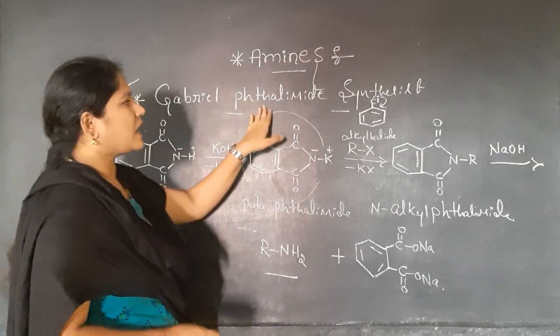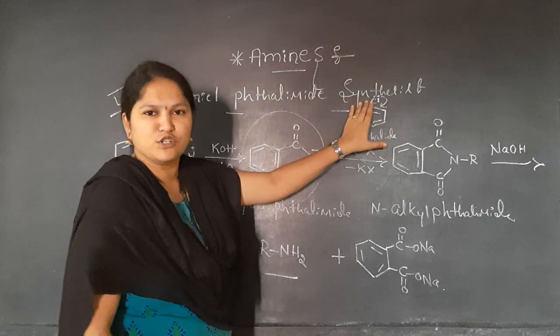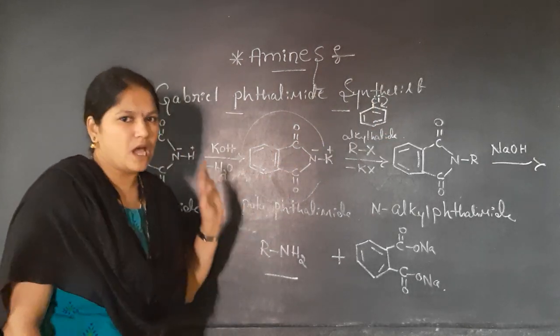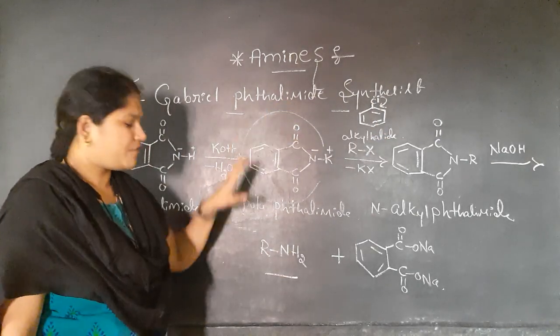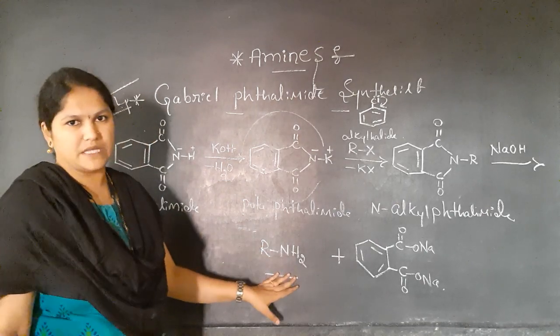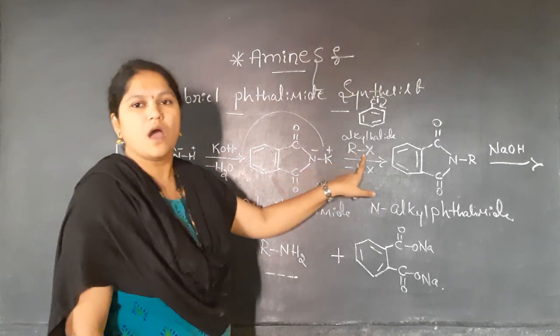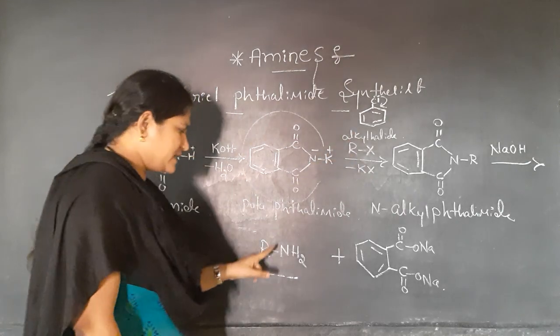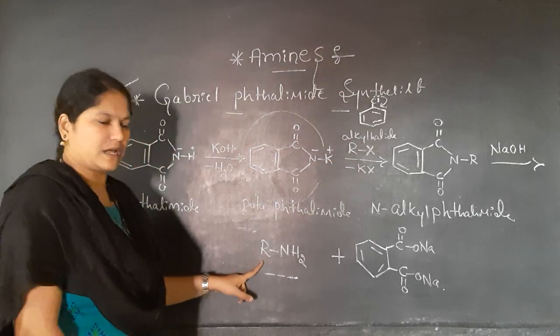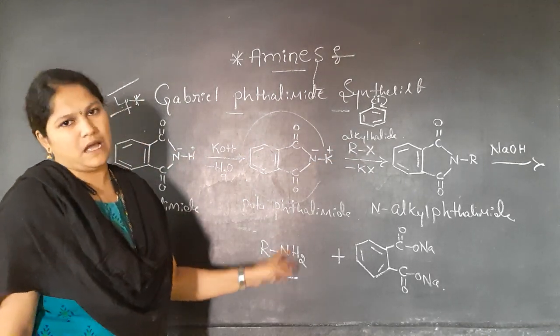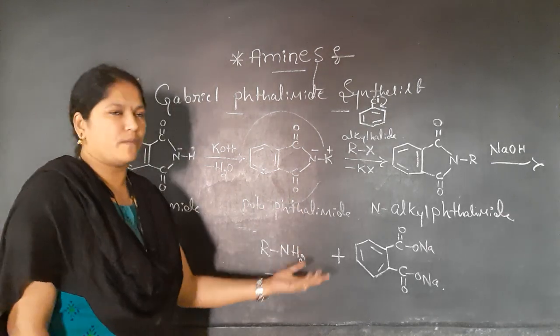So from Gabriel phthalimide synthesis, we are not able to prepare aromatic primary amines. This is restricted only to the aliphatic primary amines. Here we are taking alkyl halides. Since they are alkyl halides, this R group will be alkyl only, so that alkyl amines are formed, not aromatic amines.